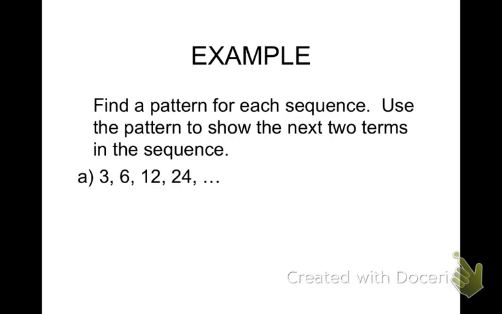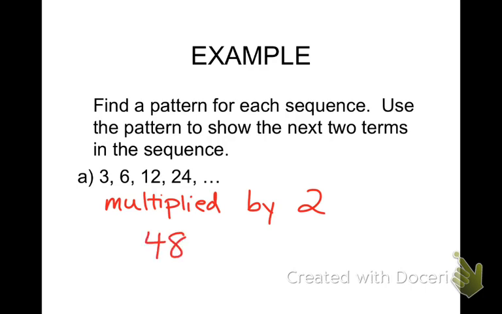So here we have 3, 6, 12, 24. What's the pattern? What's happening from 3 to 6 to 12 to 24? It's all being doubled or multiplied by 2, however you want to think about it. Okay, so find the pattern. So our pattern is, you can either write doubled or multiplied by 2. So there's our pattern. What would be the next two terms? 24 would go to 48. 48 would go to 96. Good. Okay. So there's an example of a number pattern.